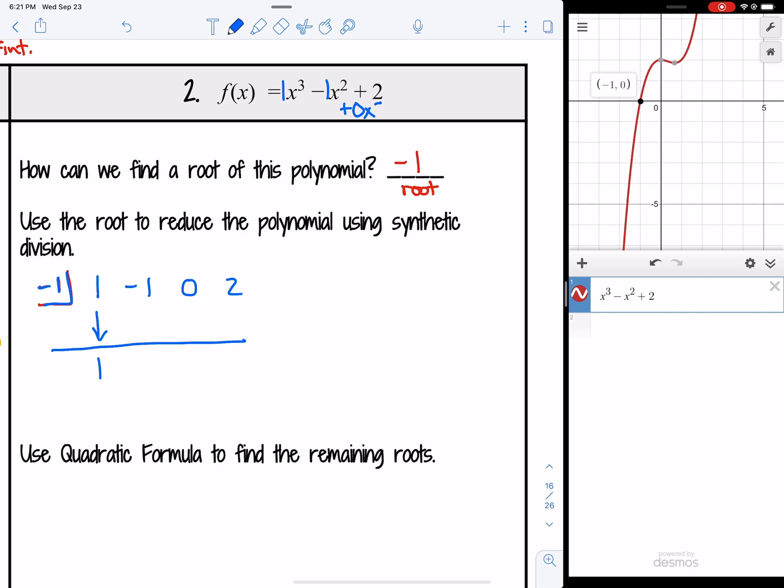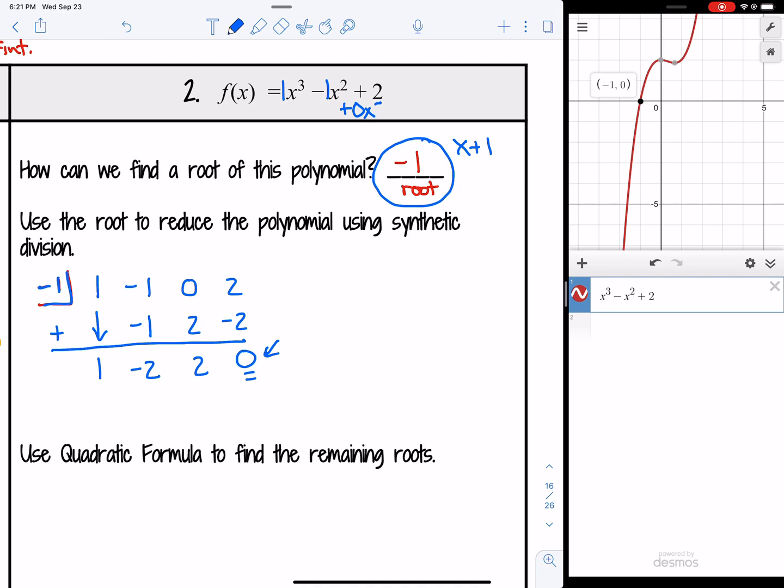We drop down the 1. We say 1 times -1 is -1 and put it under the next number. Then we add those together. So we get -2. -2 times -1 is +2. Then we add those together and we get 2 again. 2 times -1 is -2, and you should end up with no remainder. And you should end up with no remainder because you used a root. In other words, x plus 1 is a factor, and it should divide evenly. So that 0 right there is a checkpoint that you're doing things right so far.